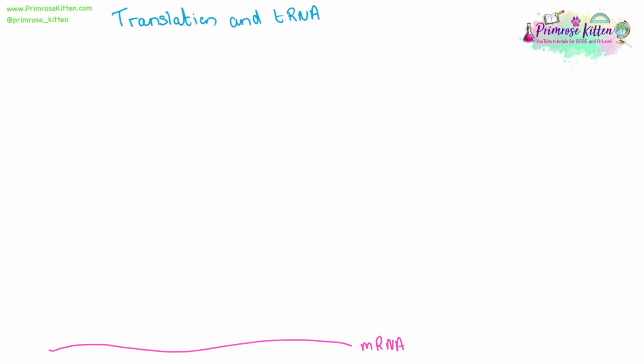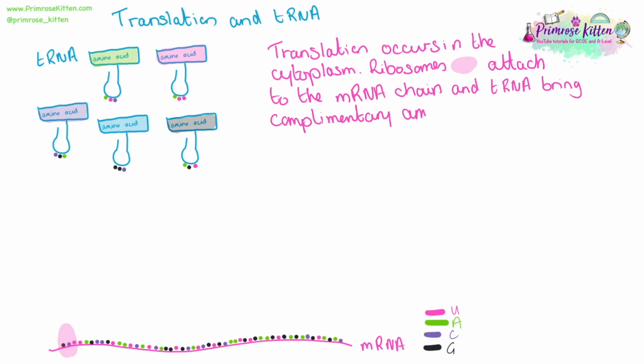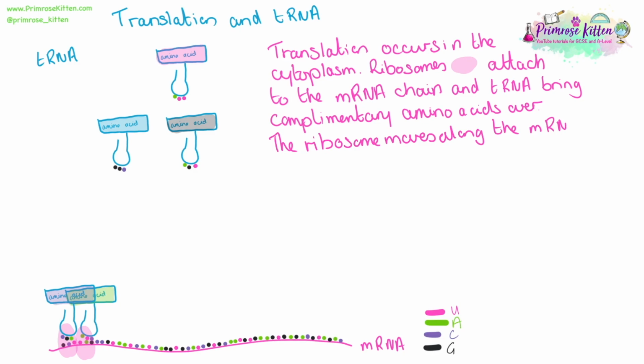Translation and tRNA is another slide where you're going to see my poor animating skills. If you want more details or are confused about this, then the longer teaching video is the place to go. Here we have our mRNA and our pool of tRNAs. Translation occurs in the cytoplasm. Ribosomes attach to the mRNA chain, and the tRNAs bring complementary amino acids. The ribosome moves along the mRNA, collecting more tRNA molecules.